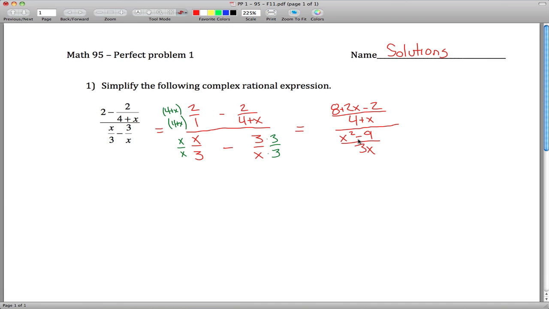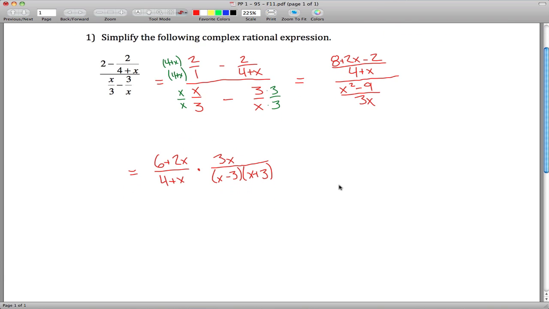So the big advantage to all this work we just did is that we now have a single fraction divided by a single fraction, and we know how to deal with that. Dividing fractions is just like multiplying fractions, except you have to multiply by the reciprocal of the denominator. So up top here, 8 plus 2x minus 2, we could write that as 6 plus 2x over 4 plus x, and then instead of dividing by all this stuff, we'll multiply by the reciprocal of the denominator here. 3x divided by, let's see, x squared minus 9 is a difference of squares, so we could factor that out as x minus 3 times x plus 3.